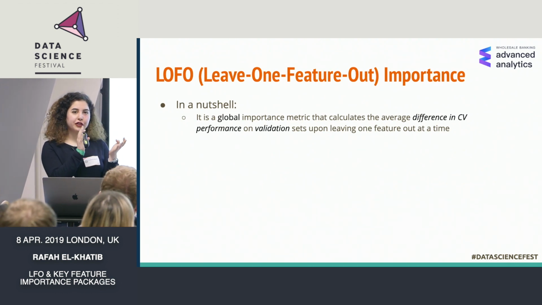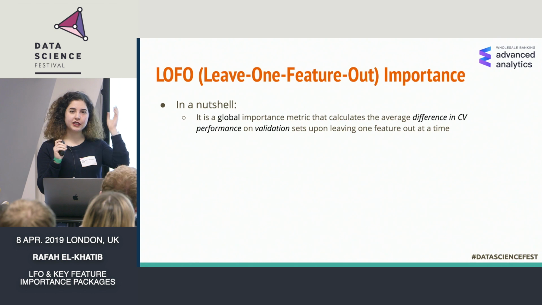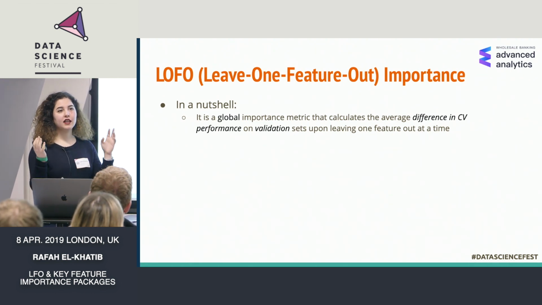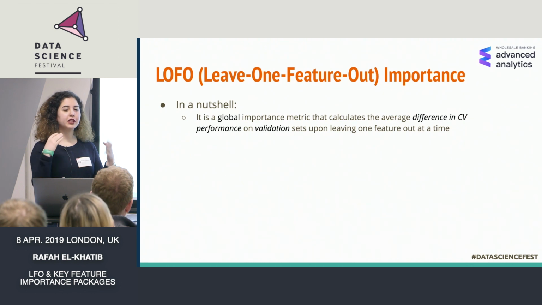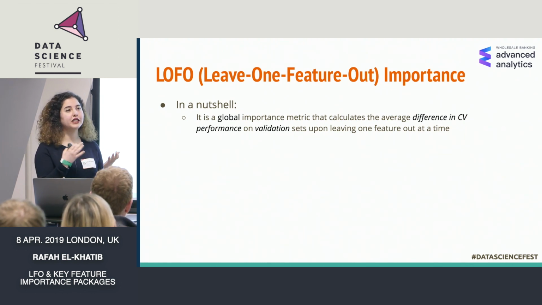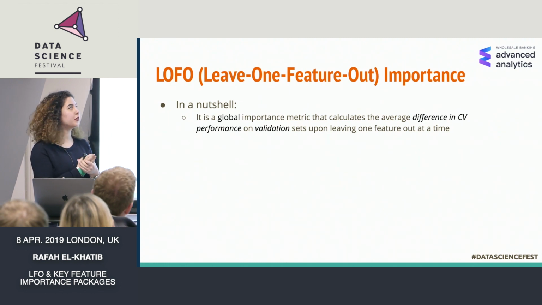So it goes over every feature at a time, removes it, completely retrains, and then not only does it look at the change in the performance, but it also does this over different folds in order to ensure that it's actually doing it fairly, there's not much randomness, and so on.